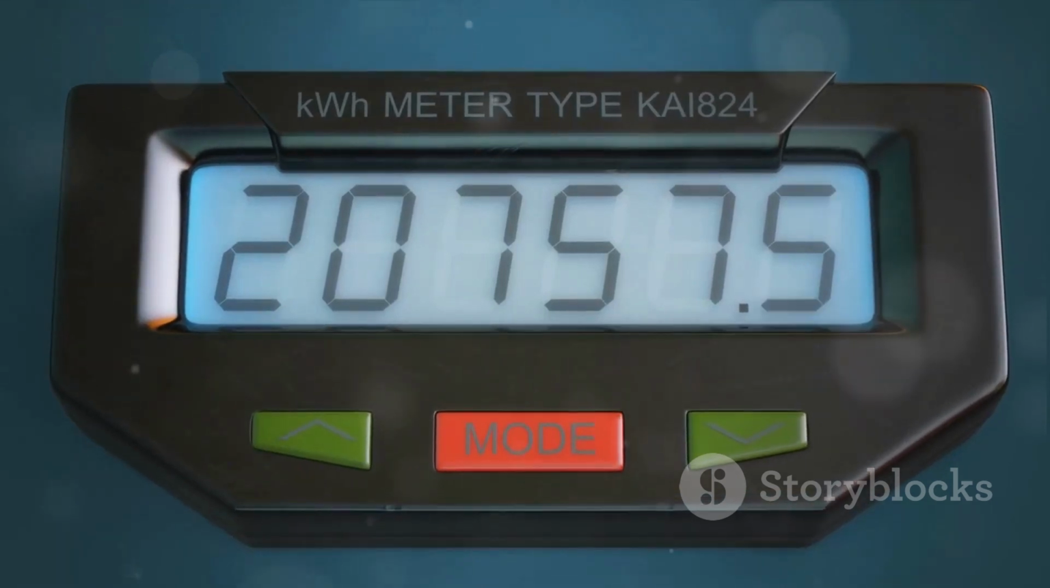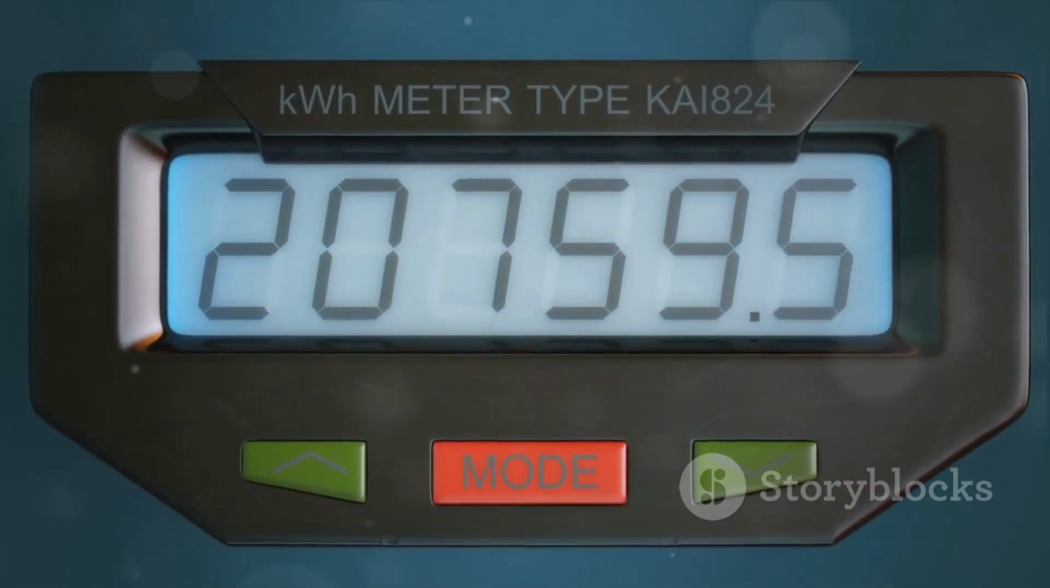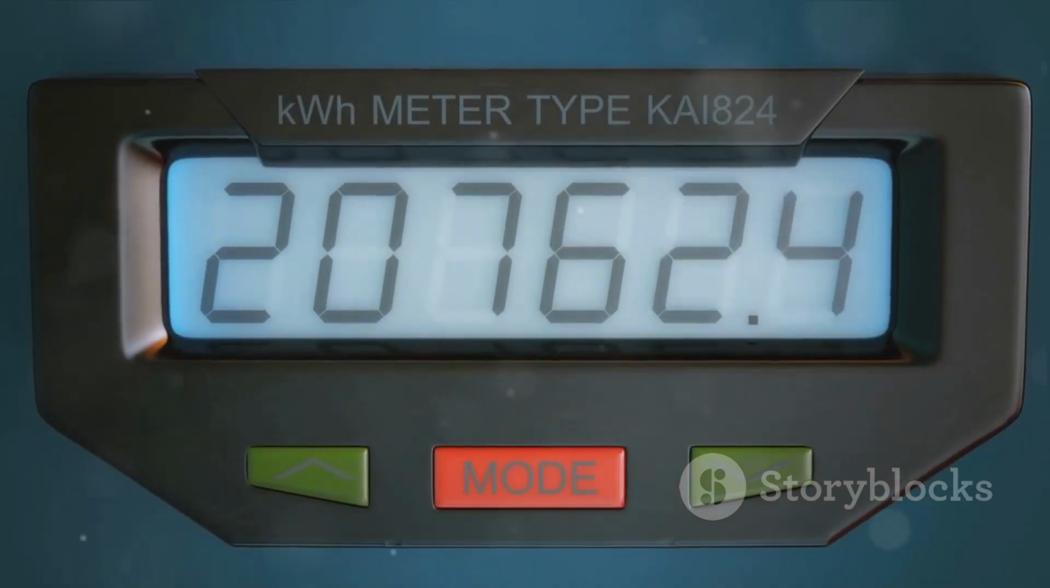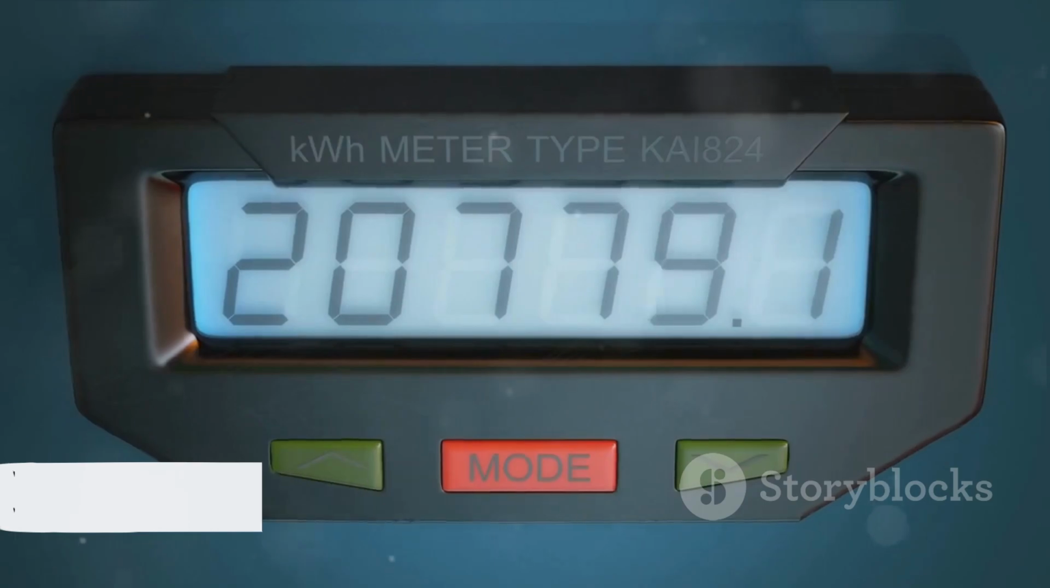So, next time you switch on a light or charge your phone, remember the bustling highway of electrons that's making it all possible. It's the continuous flow of these tiny particles that powers our world.